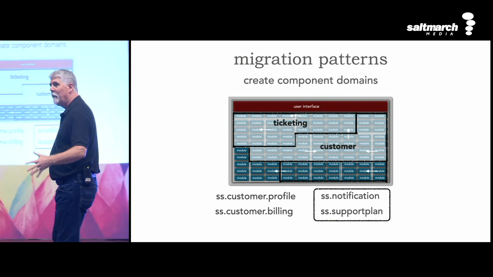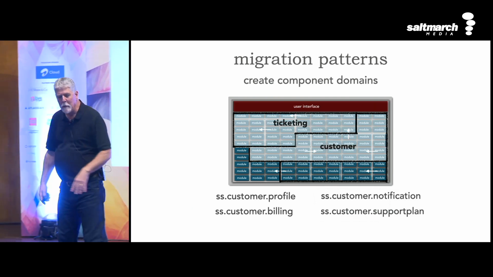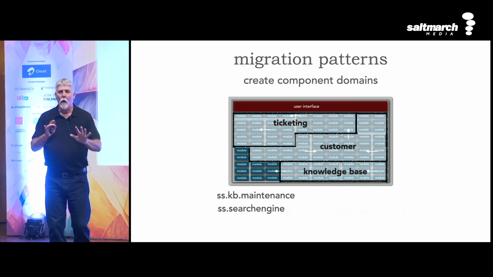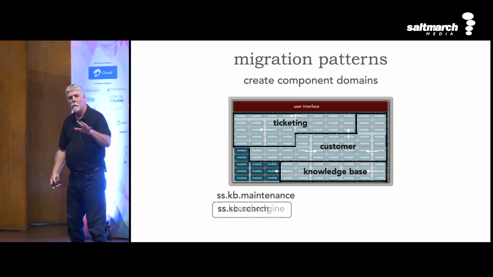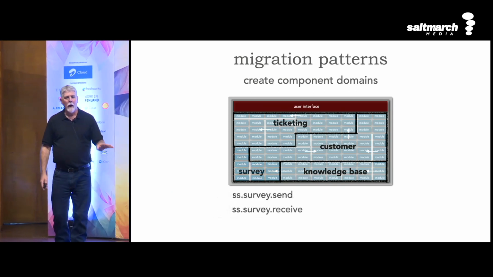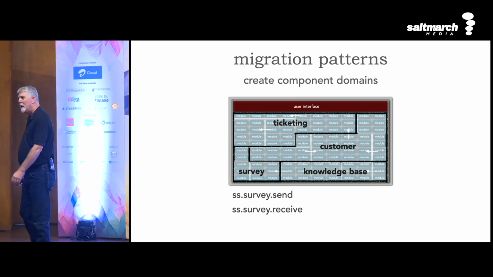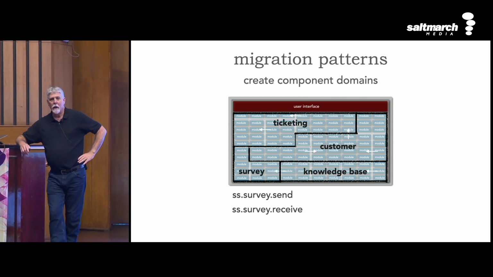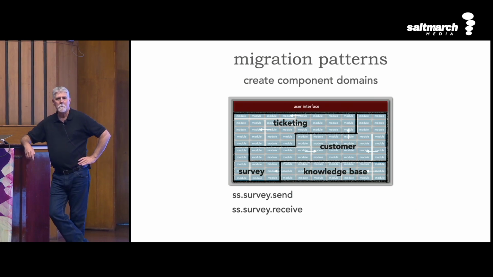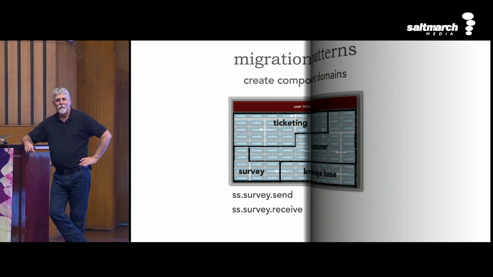So this involves a lot of right-click renames to be able to align all of our namespaces, all of our directories associated with each domain. And look what happens. Now we have 4 domains in our ticketing system. Ticketing, customer, knowledge base, and survey. Okay, and that's the idea of that.